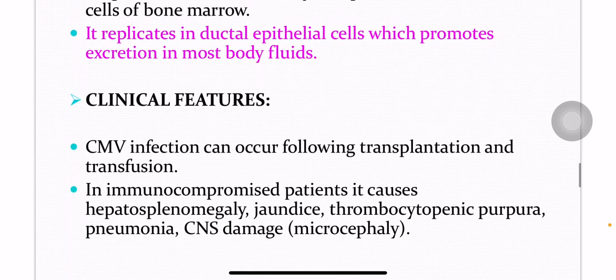The clinical features of cytomegalovirus infection include hepatosplenomegaly, jaundice, thrombocytopenic purpura, pneumonia, and CNS damage. It occurs mostly in immunocompromised patients. The CMV infection can occur following transplantation and transfusion.